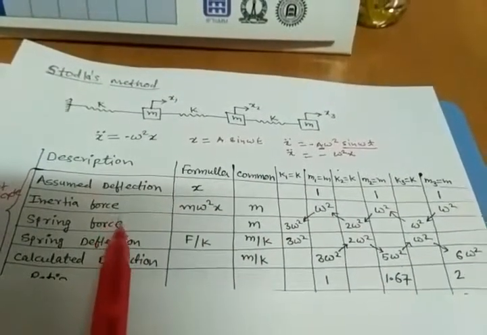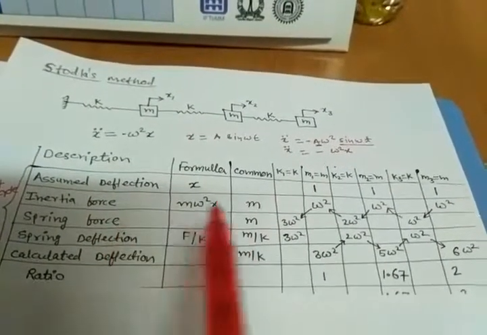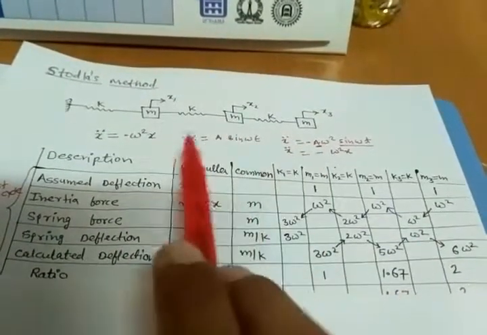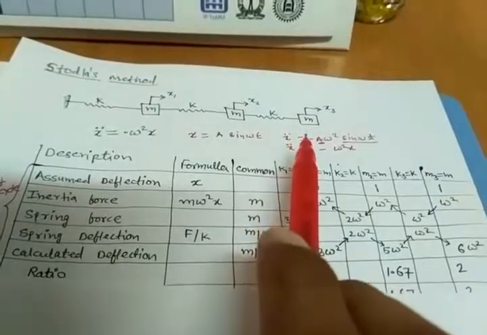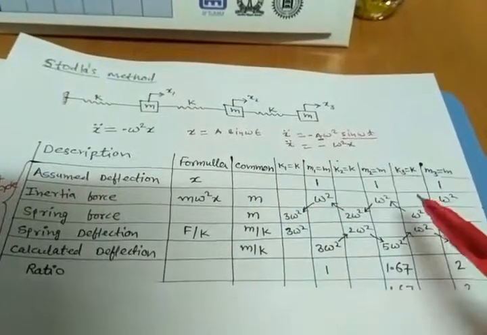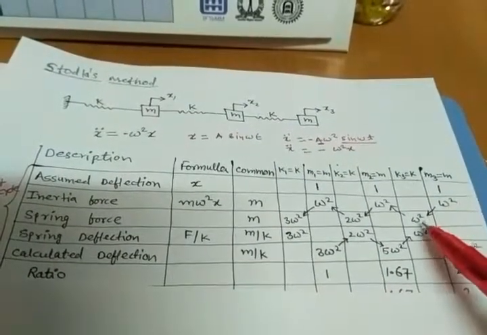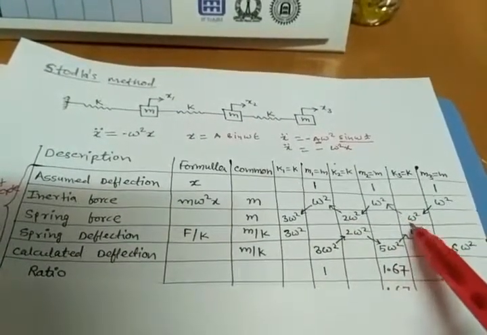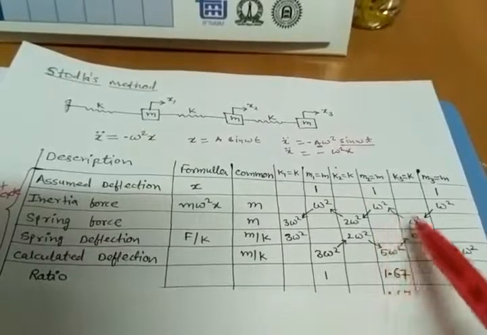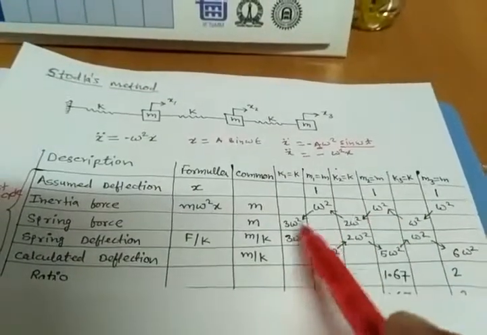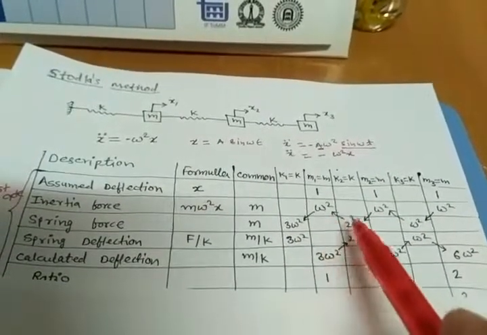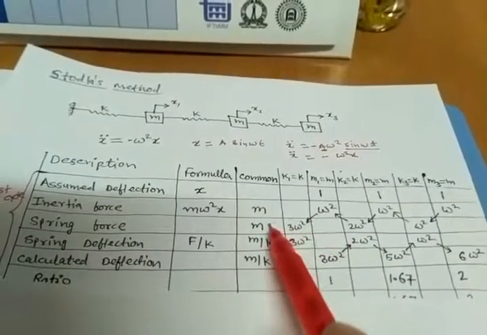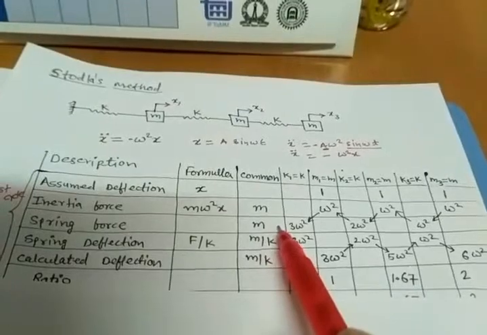Then the third row is spring force. As I have mentioned, spring force will keep on increasing from right hand side to left hand side, and that will be the sum of inertia forces. So see here, this inertia force I will write here. Then here I will write this one plus this one, so 2 omega square. Then this one plus this one, that is 2 omega square plus 1 omega square, that is 3 omega square. And m is outside as common.